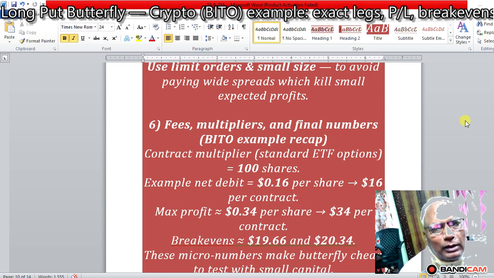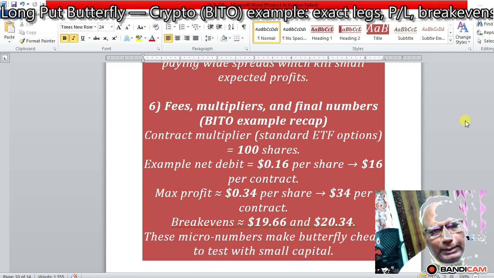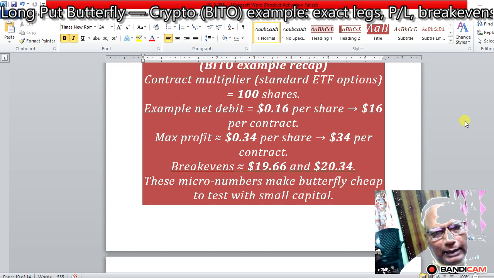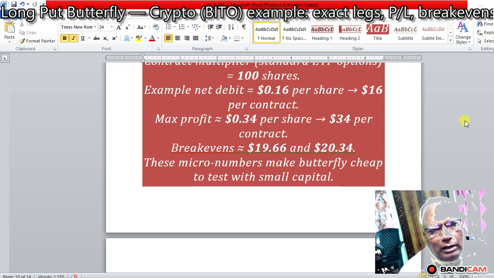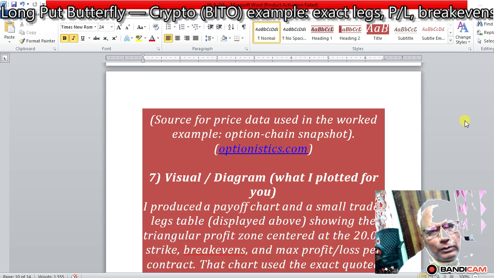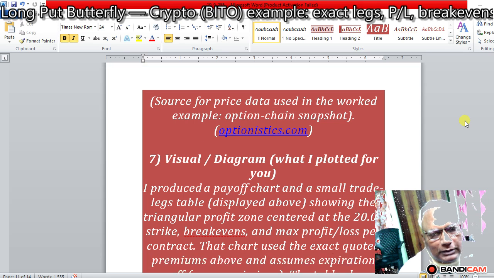Sixth, fees, multipliers and final numbers. Example: net debit equals $0.16 per share, that is $16. Maximum profit equals 0.34, that is $34 per contract. Break even equals 19.66. Small capital. Seventh, source for price data used in the worked example.